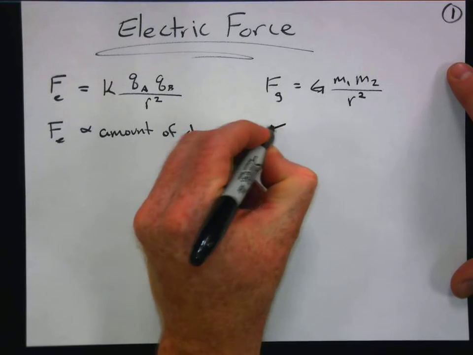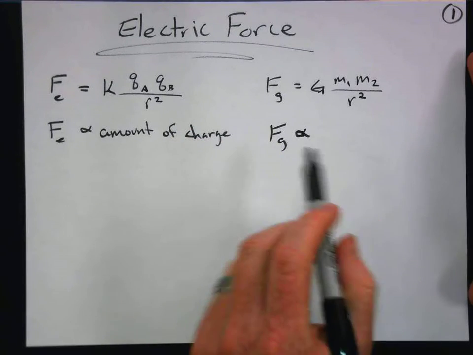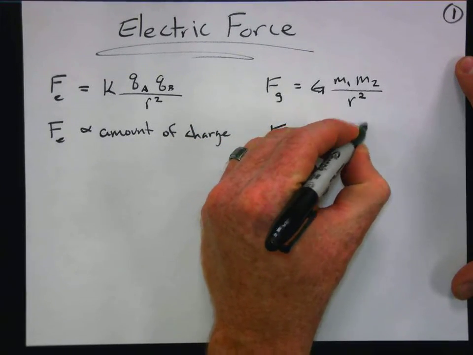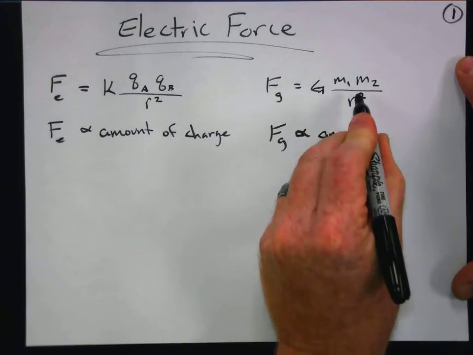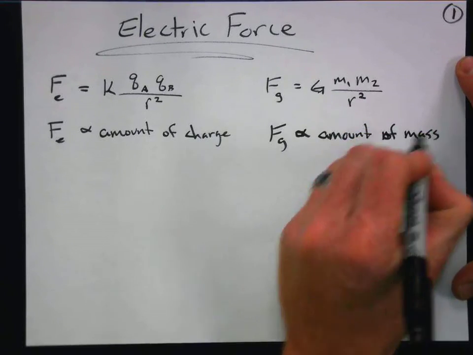Well, here with the gravitational force, not equal sign, sorry, proportional. The gravitational force is proportional to an amount of something. And what is that something? In this case, we're dealing with mass. Amount of mass, right?